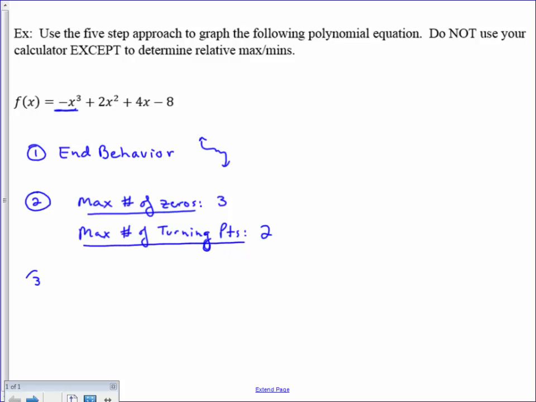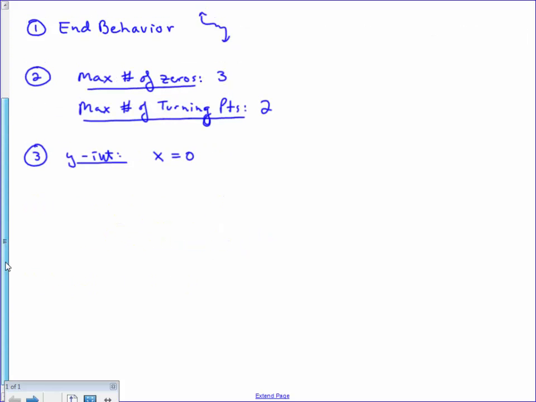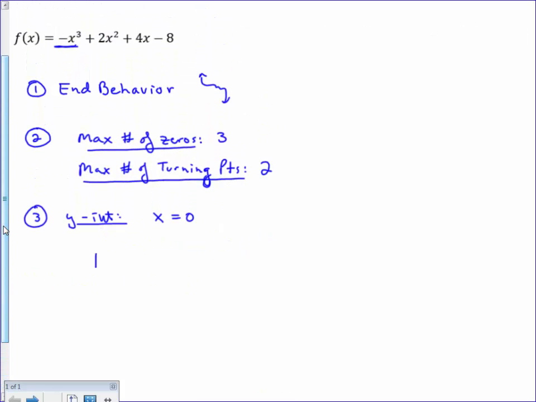Okay, step 3 is to find my y-intercept. To find the y-intercept, I will let x be 0, and then I will substitute 0 in everywhere there was an x in my function. So f of 0 equals negative 0 cubed plus 2 times 0 squared plus 4 times 0, and then minus 8. When I simplify, I would get just simply negative 8.